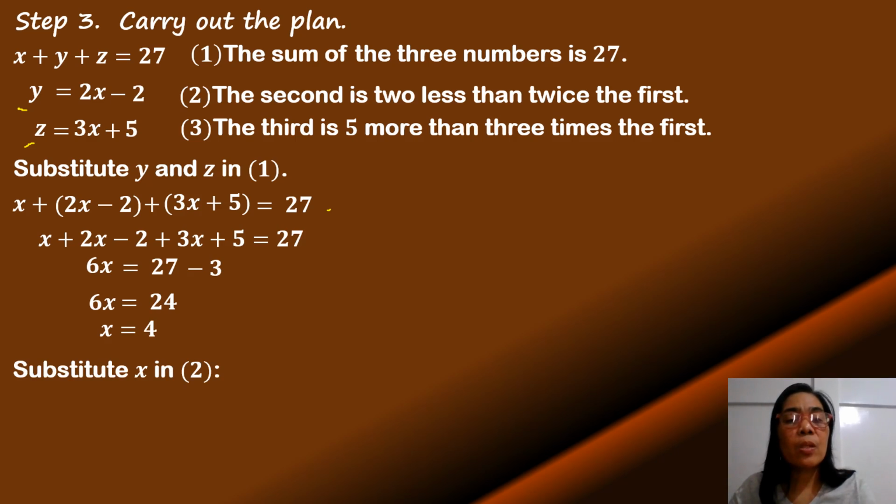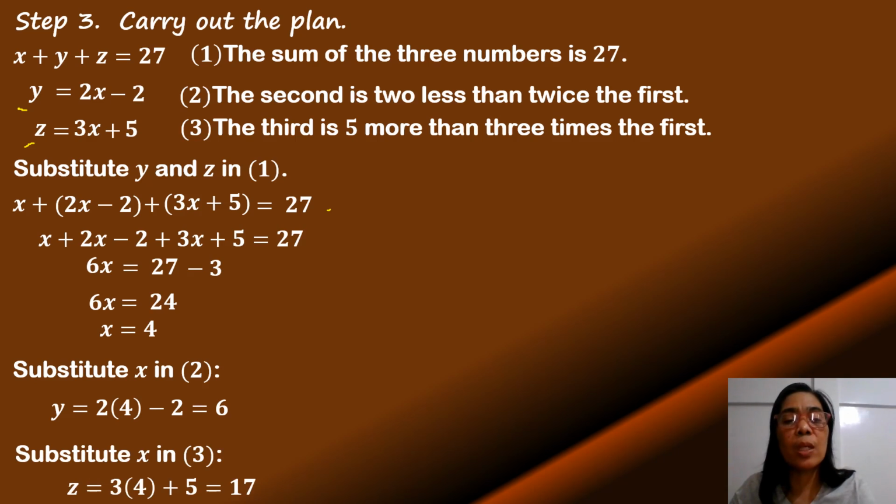Okay, so we can solve now the value of y by substituting the value of x in equation 2. So we have y is equal to 2 times x, whose value is 4, minus 2. We have 8 minus 2. y therefore is equal to 6. Similarly, in equation 3, we can solve for z, that is equal to 3 times 4 plus 5, that is equal to 17. So we have found the values of the three numbers: 4, 6, and 17. So we go to now the last step, which is to look back.